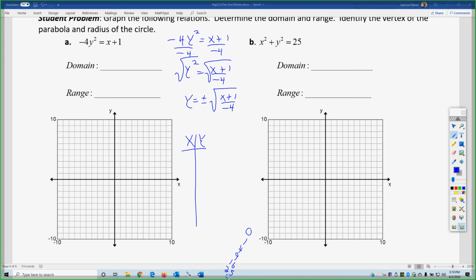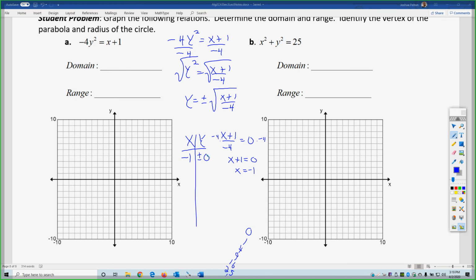Well, if we think about it for a second, x plus 1 over -4, how do you get 0? Well, I multiply by -4 on both sides. X plus 1 equals 0. So therefore x is -1. Well, plug in -1. What do you get? -1 plus 1 is 0, divided by -4 is 0. So I get plus or minus 0.